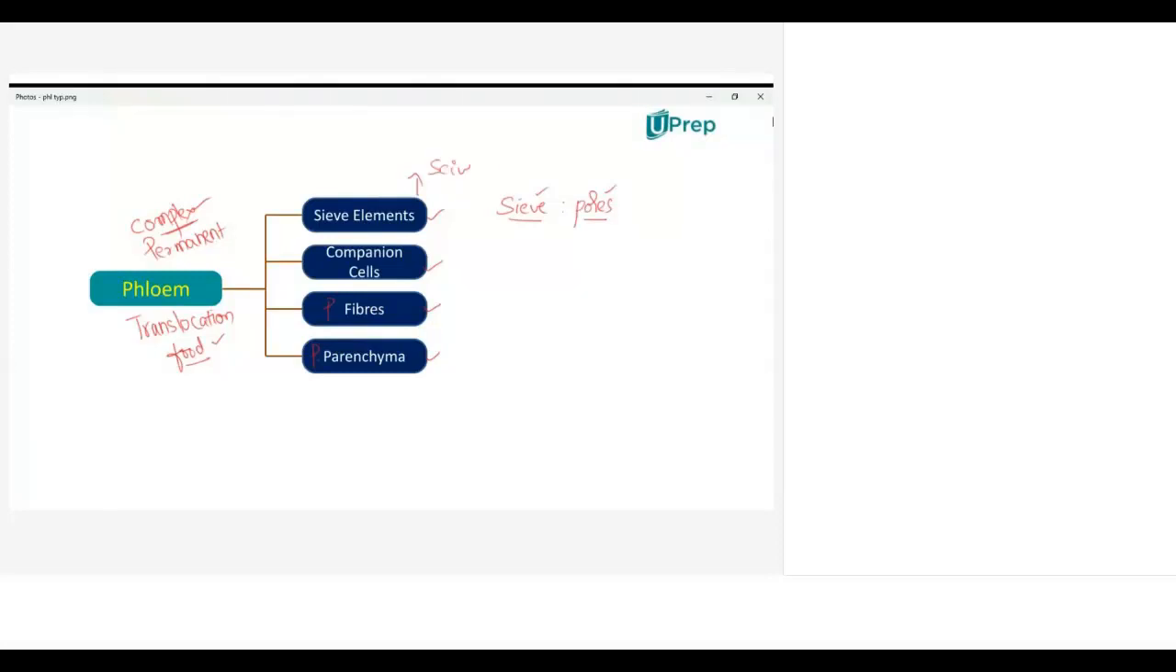So why there are tubes and cells? If you take, the tubes are the advanced phloem tissue and the cells are the primitive phloem tissue. That's what I just said, primitive and advanced. We find the sieve cells in primitive plants.